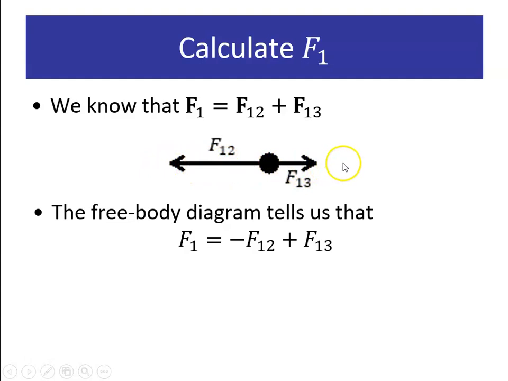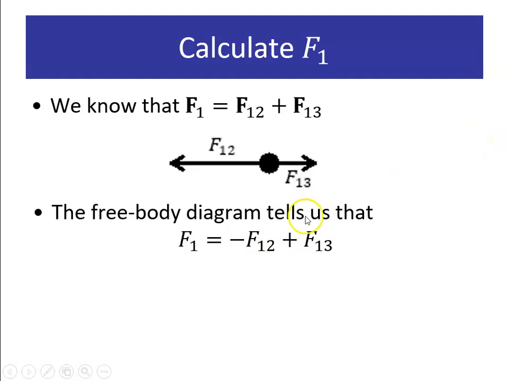It might turn out that I was wrong. That's okay. The free body diagram is to help us set up the equation. So now, going from vectors to scalars, that is magnitudes with plus or minus signs in front of them indicating the direction of the force. Well, F12 is to the left, so I put a minus sign in front of that magnitude. F13 is to the right, so I put a plus sign in front of that.